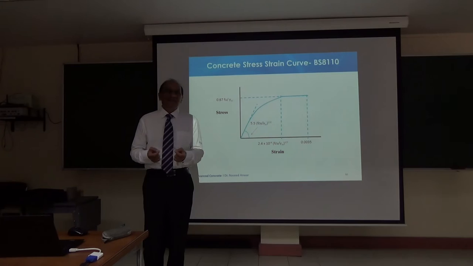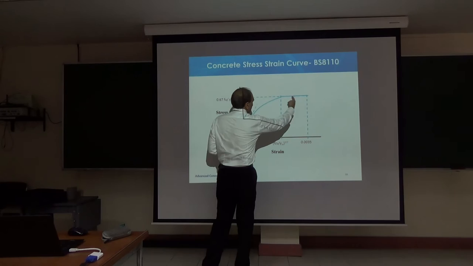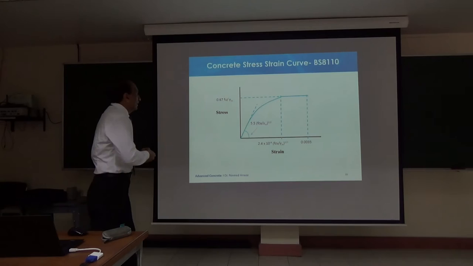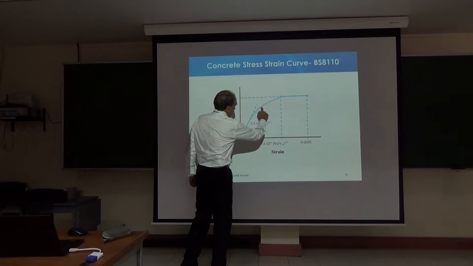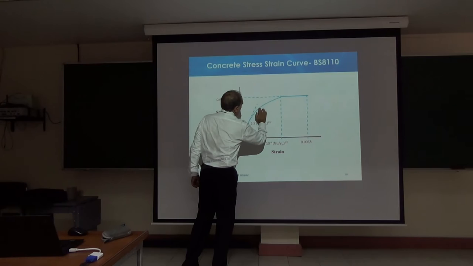And this curve also has a different shape in different codes. We will look at some more curves. Right? But the point is that the stress and strain are related to each other by formula. In this portion, this formula governs this. This is the stiffness, starting stiffness. Stiffness will change, stiffness will become zero here. Right? In this portion.